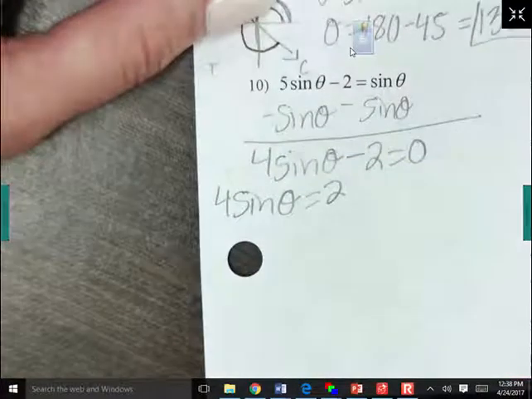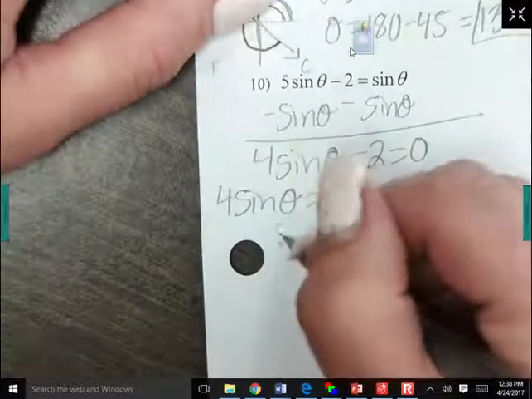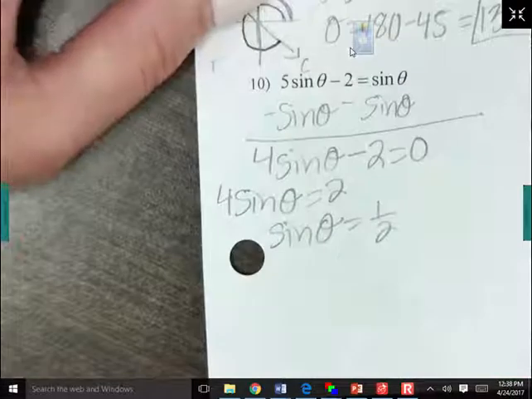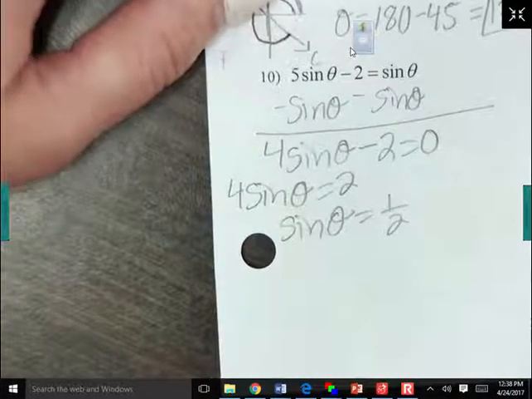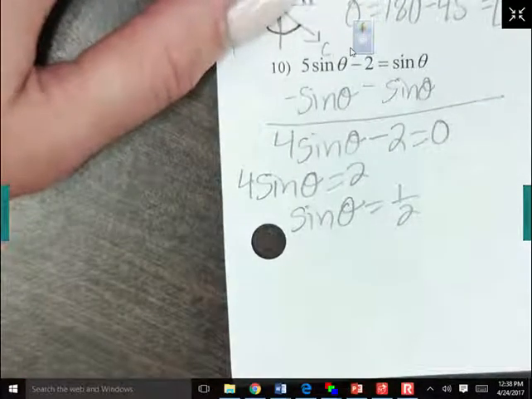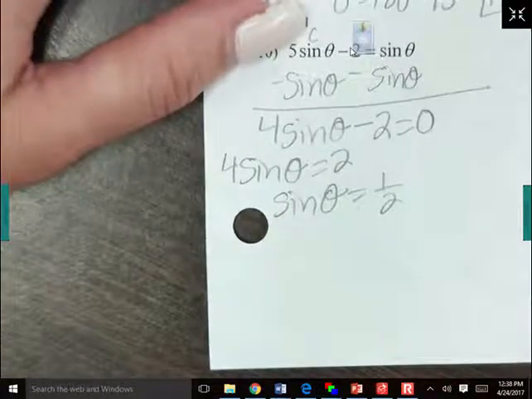All we're doing is solving for sine of theta. Do you guys see that? Divide by 4, and we get the sine of theta is equal to 1/2. Any questions? So now we just need to find the sine inverse of 1/2.